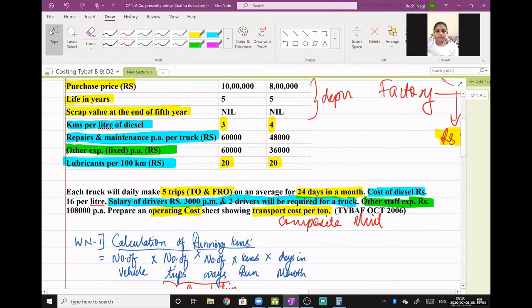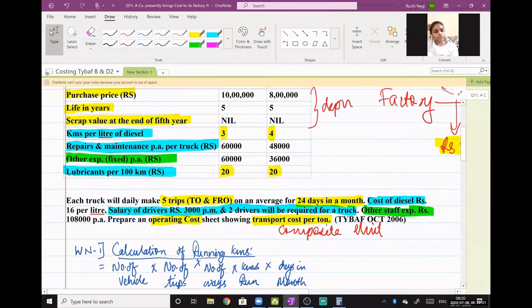Lubricants per 100 kilometers, 20 rupees. For both the cases it is the same, so no need to do two different working notes and waste your time. You can combine the working note. Am I clear on this? Since they both have the same cost for 100 kilometers, we can combine the working note.